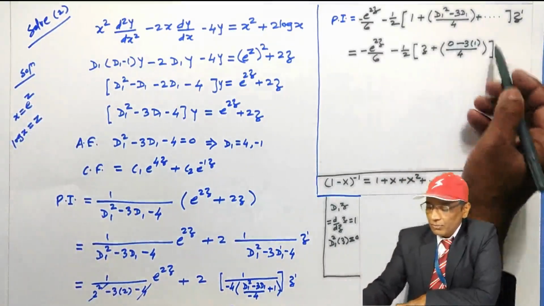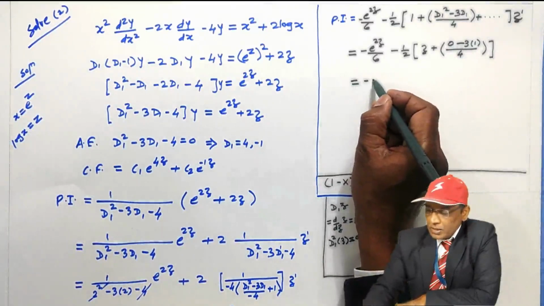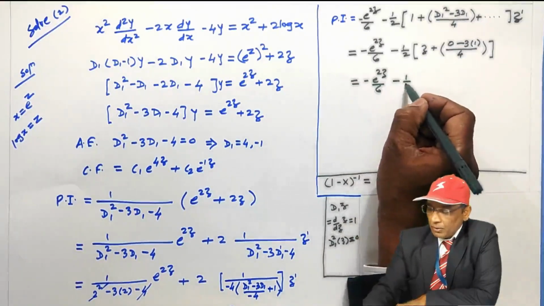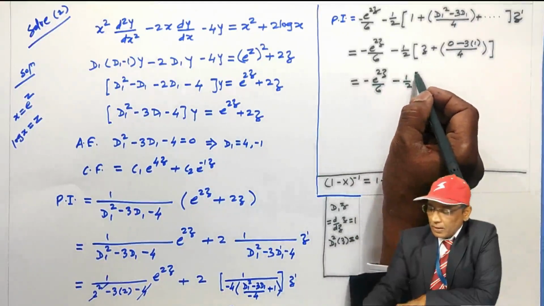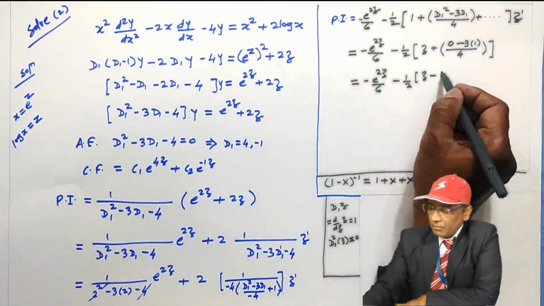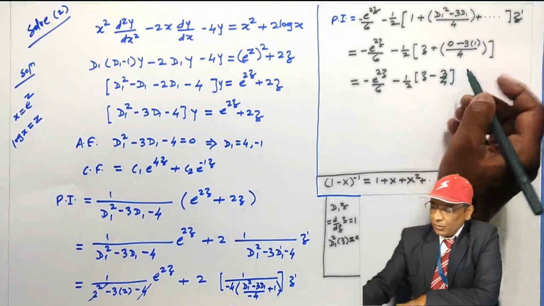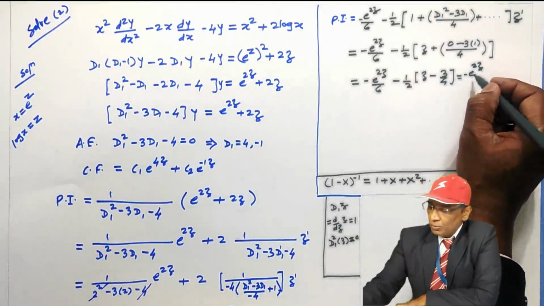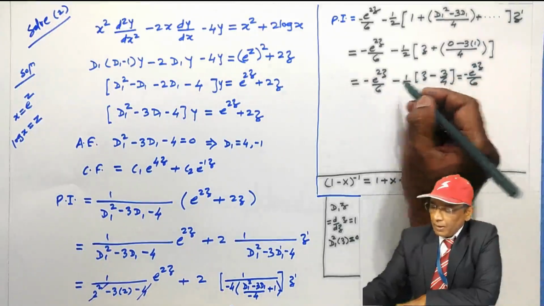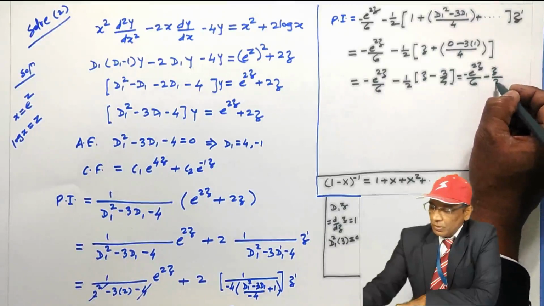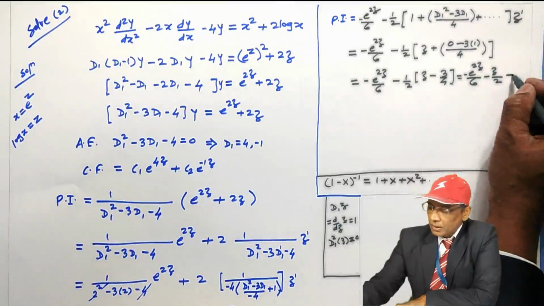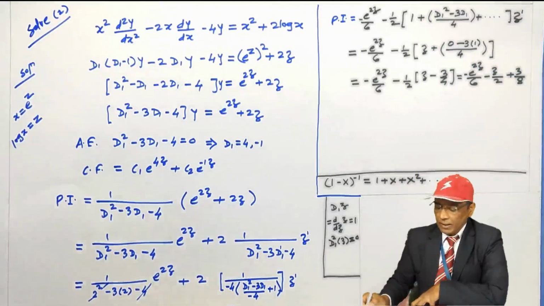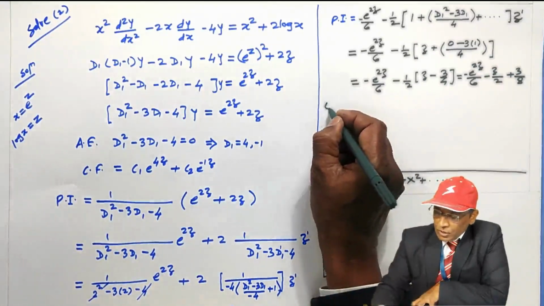Okay, do it carefully. Now minus e to the power 2z by 6 as it is, 1 by 2, z is there, minus 3 by 4. Okay, you can multiply it by minus 1 by 2 or you can keep it as it is, no problem. Minus z by 2 plus 3 by 8. 2 into 4 is 8. This is the particular integral.